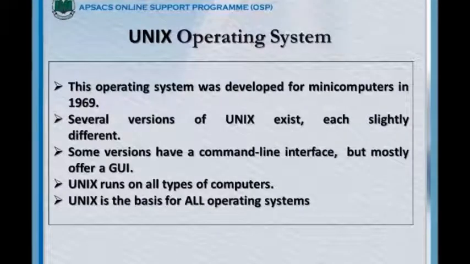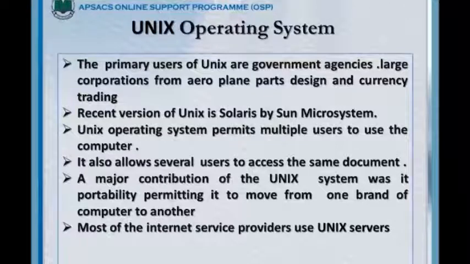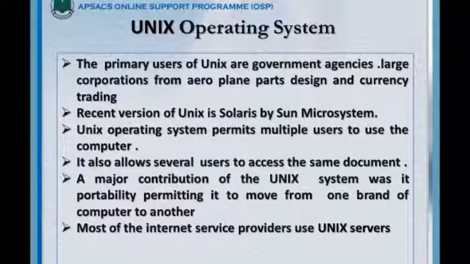Then we come on to the Unix operating system. The next operating system is Unix. Unix is a multi-user command line operating system introduced in 1969. It allows multiple users to run different programs at the same time.